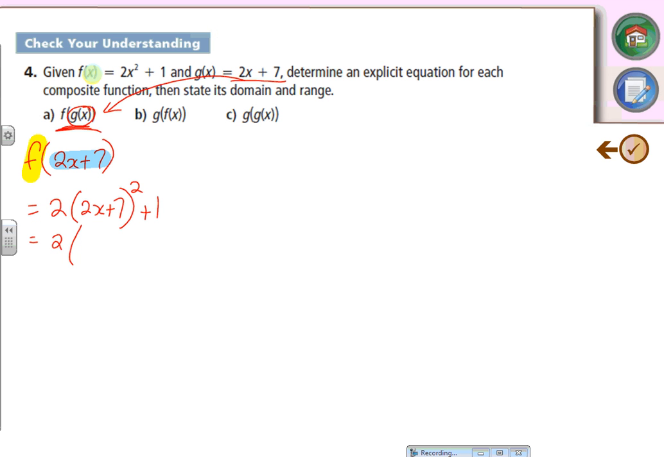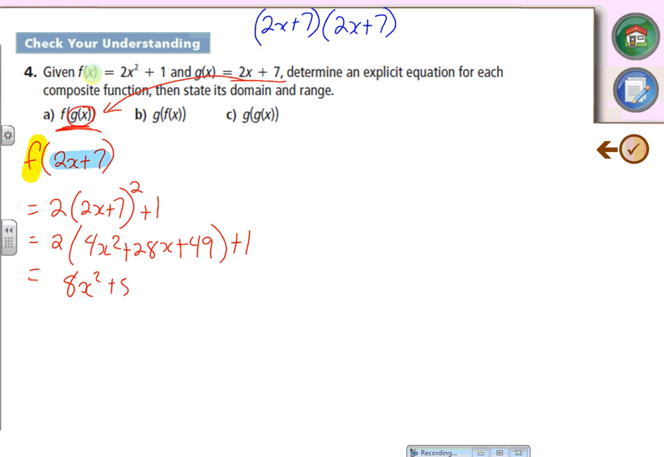If you need to, bring it up on the side here, 2x plus 7 and 2x plus 7. You cannot distribute it in an exponent. You have to multiply it twice. So that gives us 4x squared plus 28x plus 49, and plus the 1 on the end. Distribute in the 2 and add the 1. 8x squared plus 56x plus 99. Boom. There's your new equation.